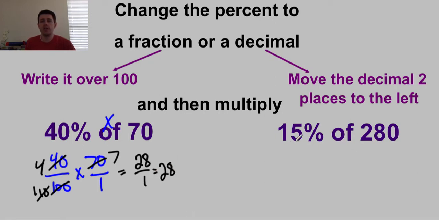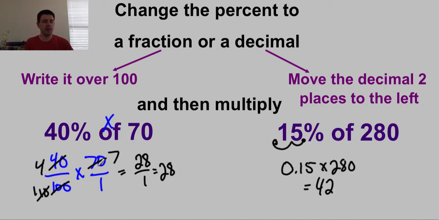The other option is to change your percent into a decimal. So we just take our decimal. If it's a whole number, the decimal is always on the right-hand side. We move it 2 spots to the left. So we get 0.15 times 280. You can go ahead and do your actual multiplication problem if you want to, but when we're dealing with decimals, a lot of times it's just easier to type it into our handy-dandy calculator. And we would get 42 as an answer.